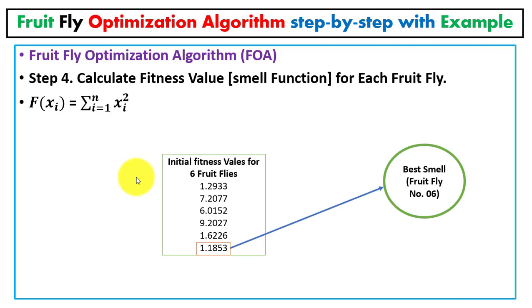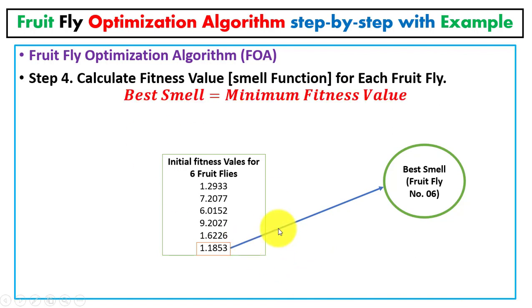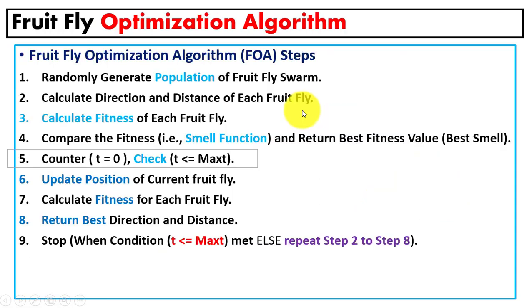Suppose now out of 20 I computed these fitness values for 6 flies. So we have the current best smell, this one. How will we choose the current best? We will compare the fitness values. You can see we need the minimum fitness value, and out of 6 we have fly number 6, this one, having the best smell. So we will consider this value as the best smell. So the minimum fitness value is the best smell.